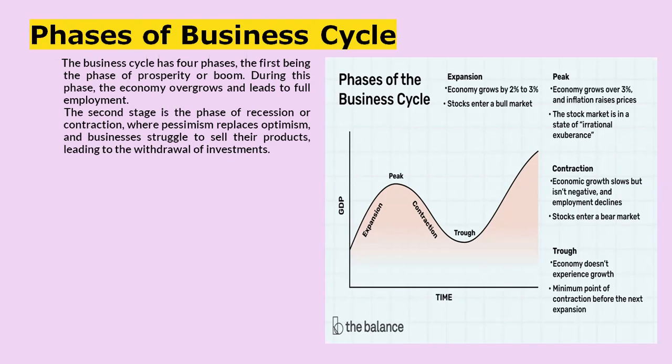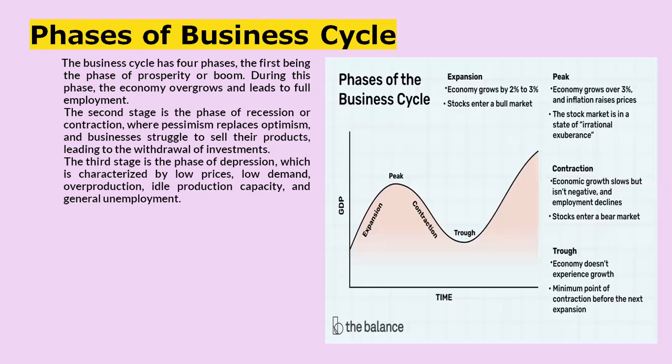The second stage is the phase of recession or contraction, where pessimism replaces optimism and businesses struggle to sell their products, leading to the withdrawal of investments. The third stage is the phase of depression, which is characterized by low prices, low demand, overproduction, idle production capacity, and general unemployment.